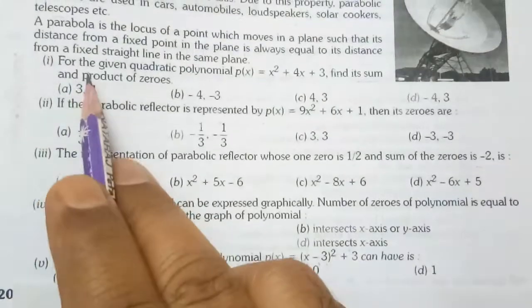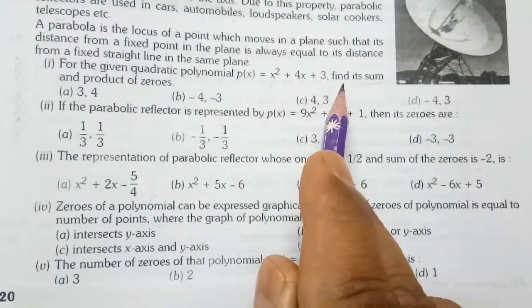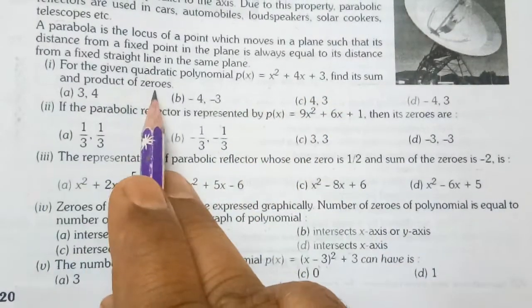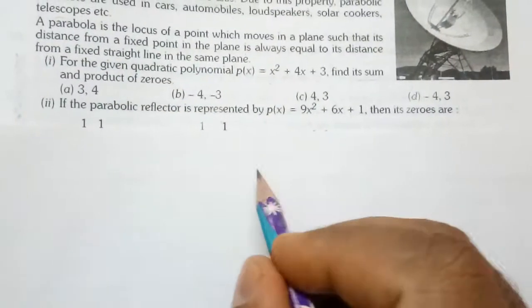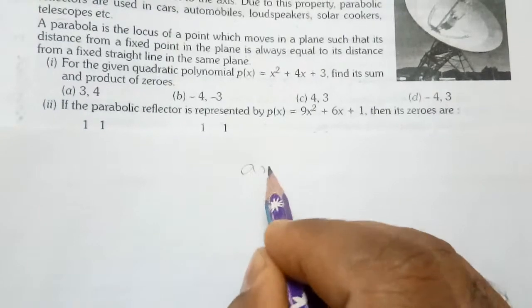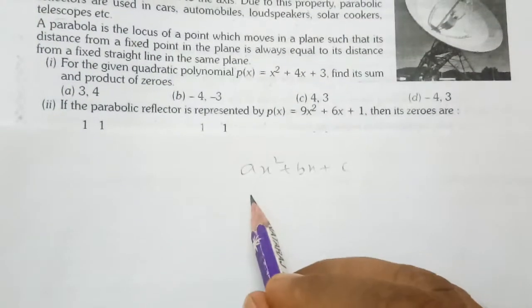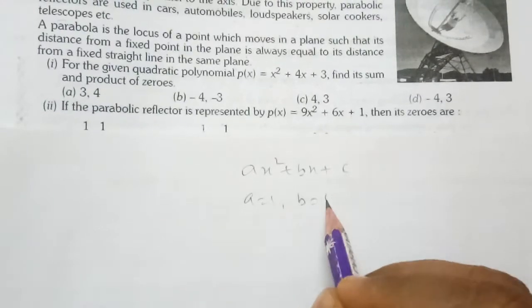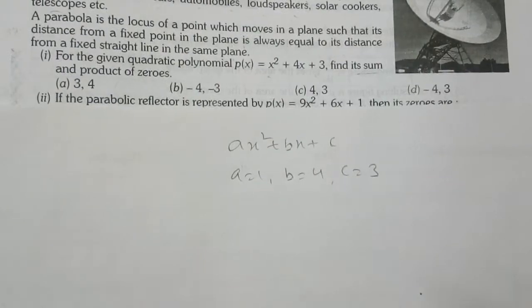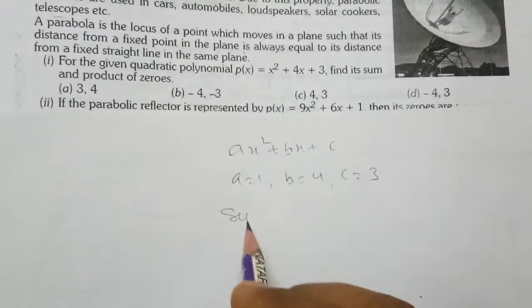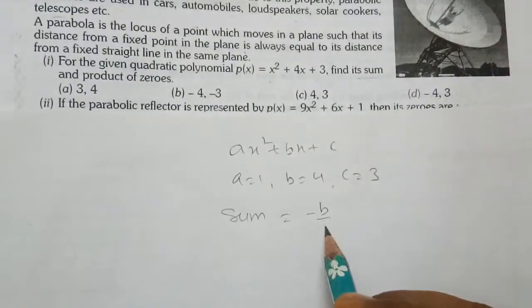First question is, for a given quadratic polynomial x square plus 4x plus 3, find the sum and product of zeros. So from here, this is a quadratic polynomial. If we compare this polynomial with the standard polynomial ax square plus bx plus c, where a equals 1, b equals 4 and c equals 3, which is the constant term here. Now sum of zeros, according to the condition, it is minus b upon a.